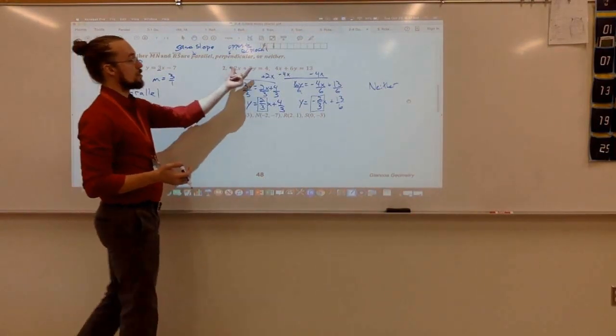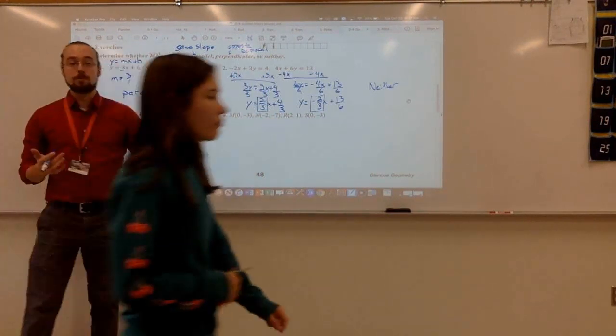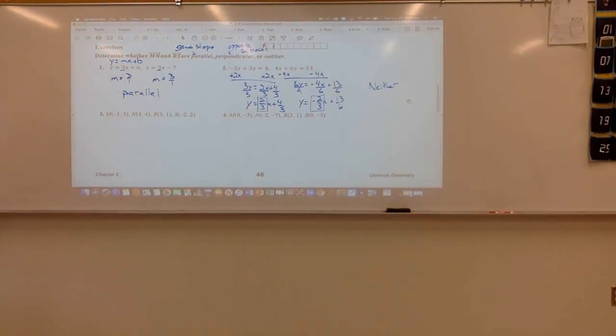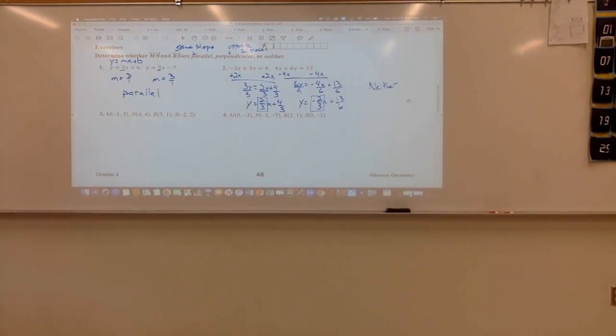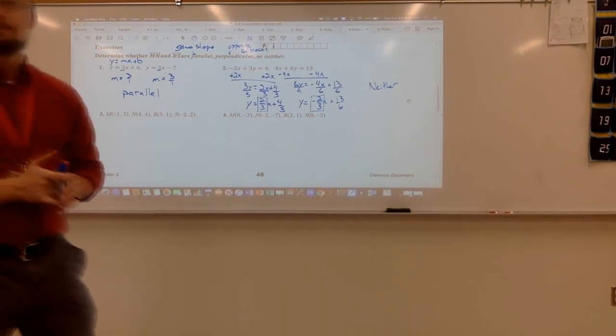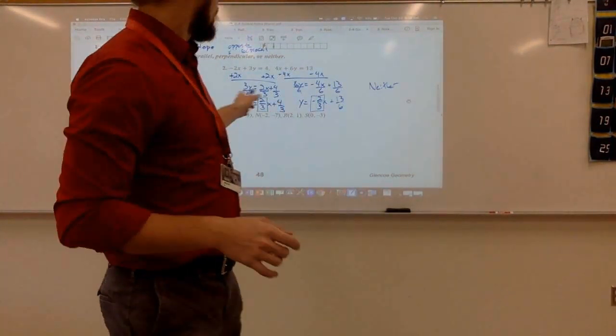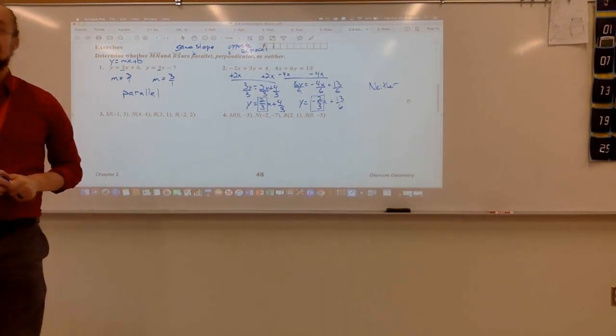Sometimes they're not in slope intercept form. Sometimes we have to put them in slope intercept form. Okay? But then we still just want to look at the slope and compare. We okay with something like that? We did these a few times. We actually did these exact problems yesterday.